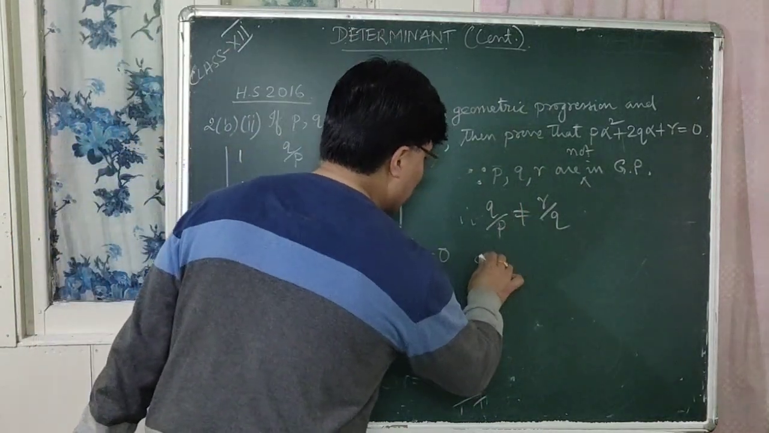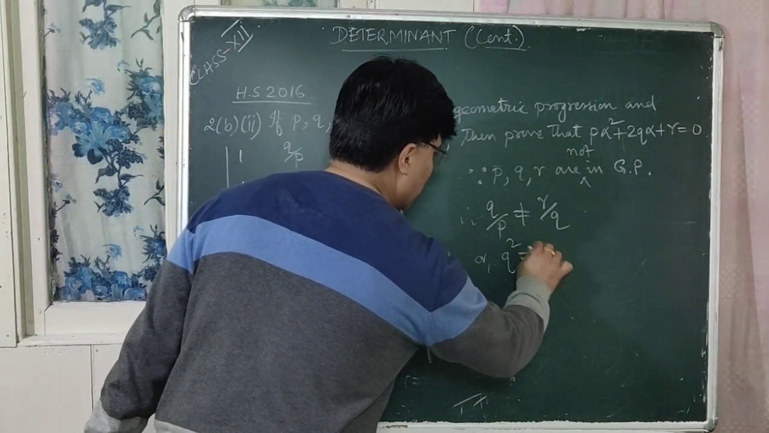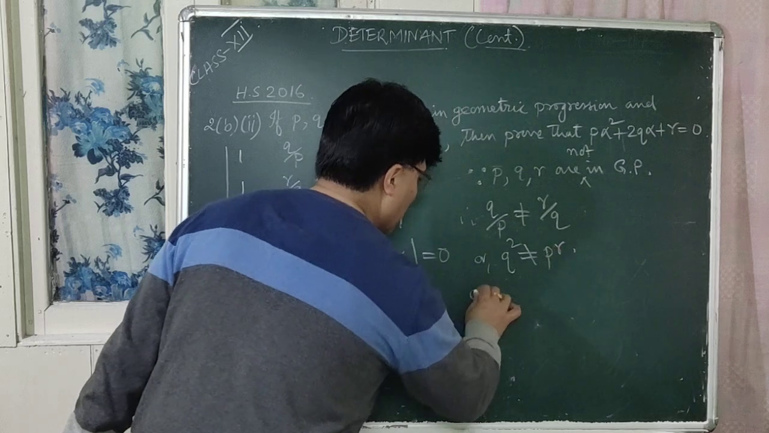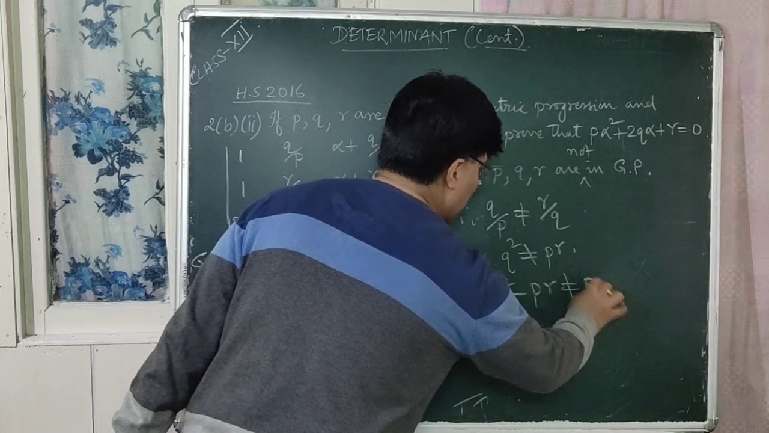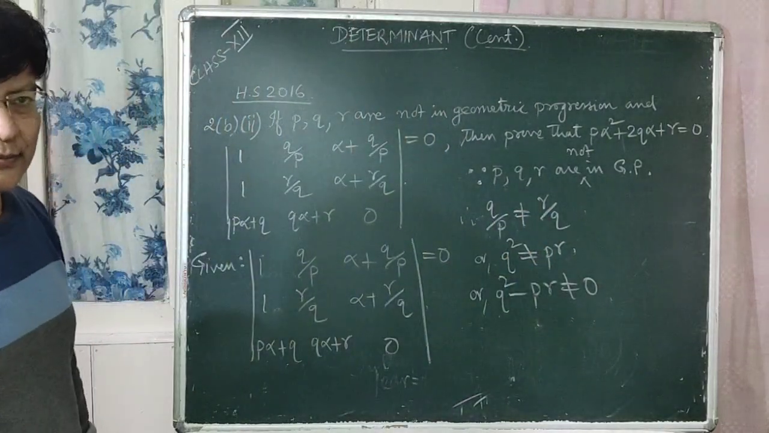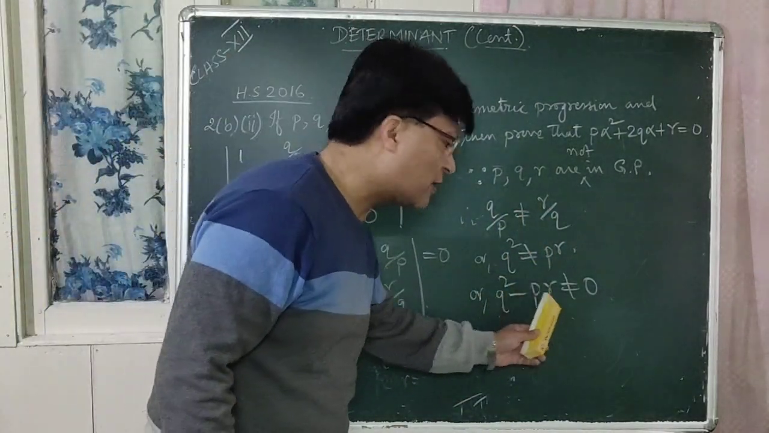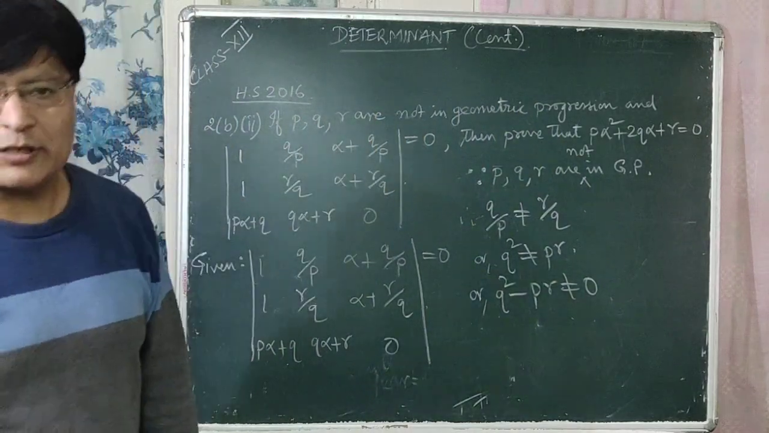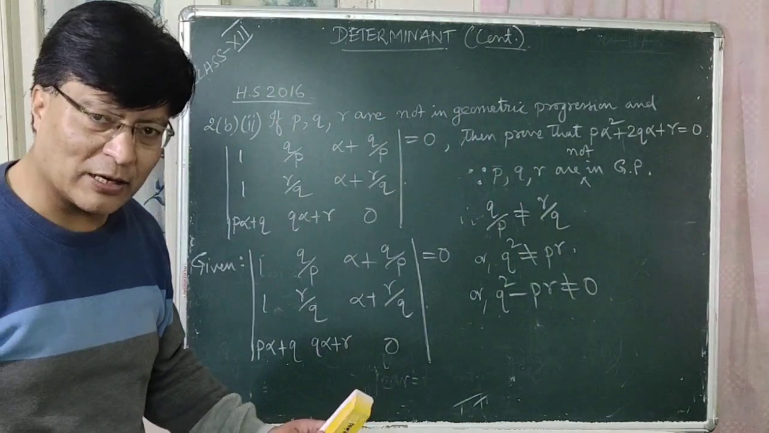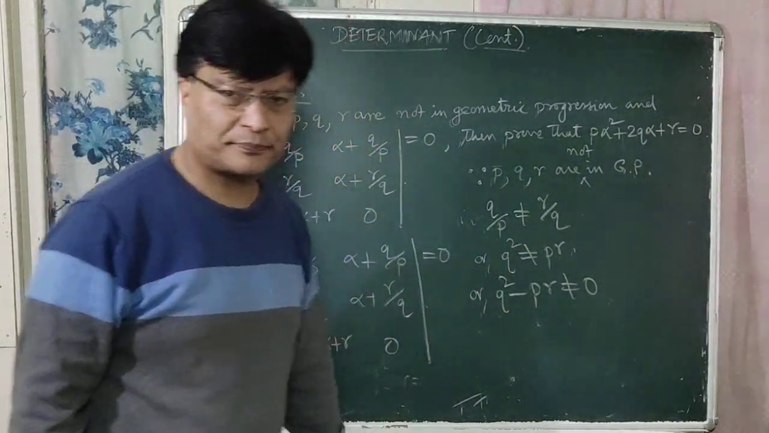So you can cross multiply it. Q square not equal to PR, or you can write Q square minus PR not equal to 0. Is that clear? So we have got this condition from the given, that is Q square minus PR not equal to 0. Is it clear now? So we can copy this one.